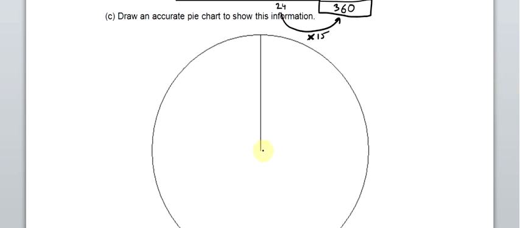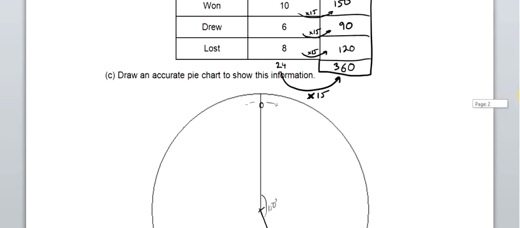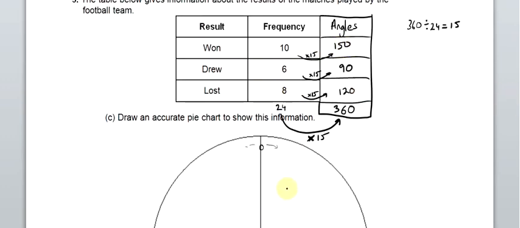So I put my protractor on top of this with the cross in the middle. I'd make sure the 0 was lined up there, and I would count round in either direction till I got to 150, and that's going to be probably somewhere down here, I imagine. And I make a little mark, and then I get my ruler and I join that mark up. I'd hope that this was 150, but it's not important to write that. What is important is to write down what that pie section is, and that's won. So that's the won section.